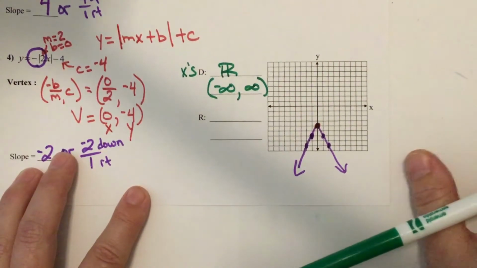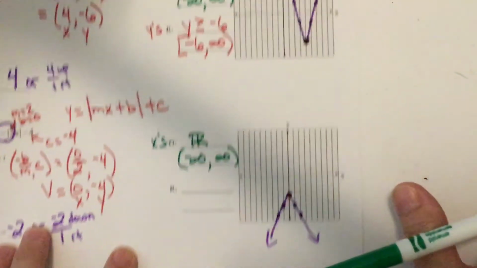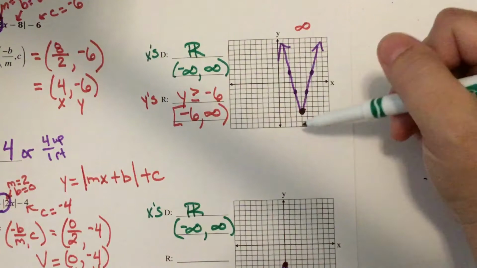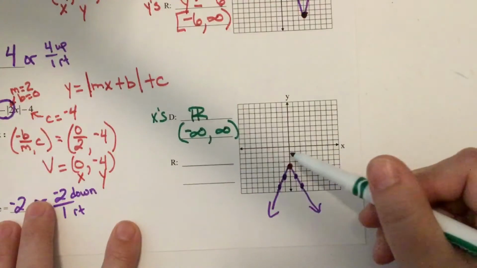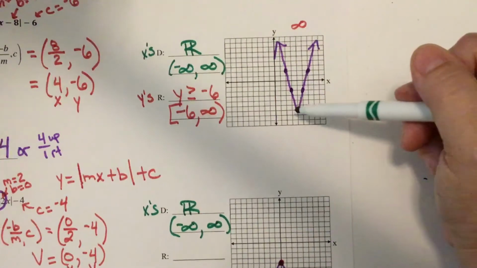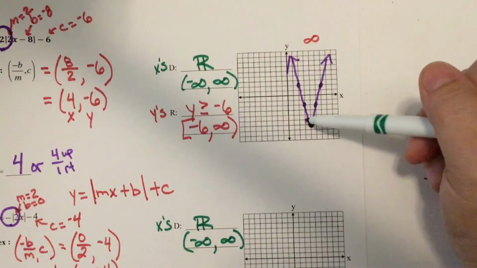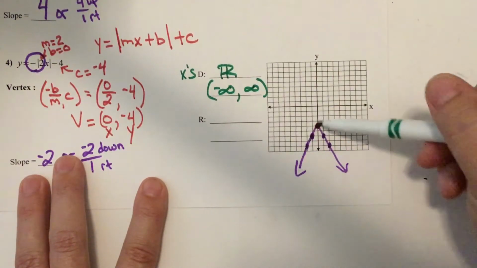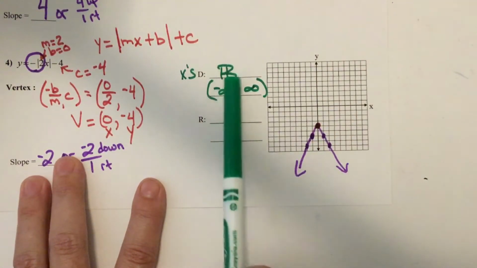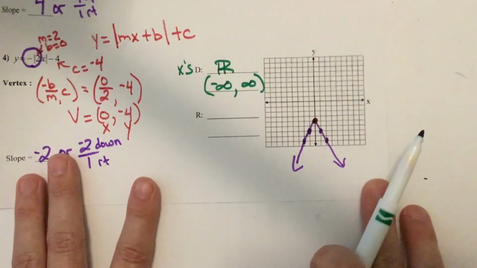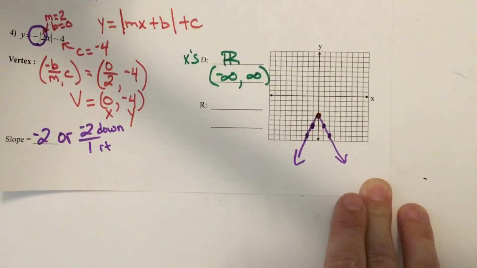Now, have you noticed anything about the domain so far? This one was all real numbers, and this one is all real numbers. It doesn't matter if the V opens up or if the V opens down. This one goes forever left, forever right, and this one goes forever left, forever right. So domain will always be all real numbers for all your absolute value bars. Okay, now let's look at range.